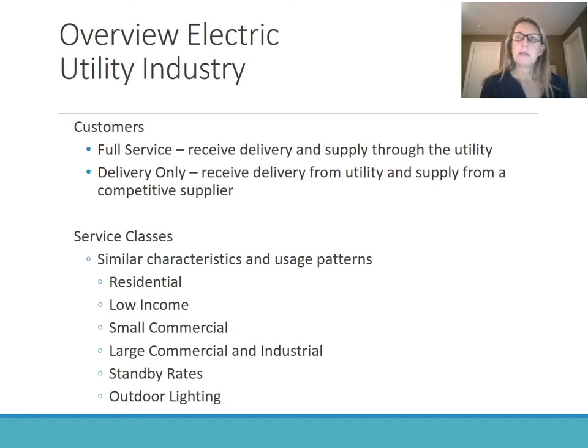So that's the end of module one. I've tried to introduce you to the industry and how we got to where we are today and all of the industry participants. Thank you.